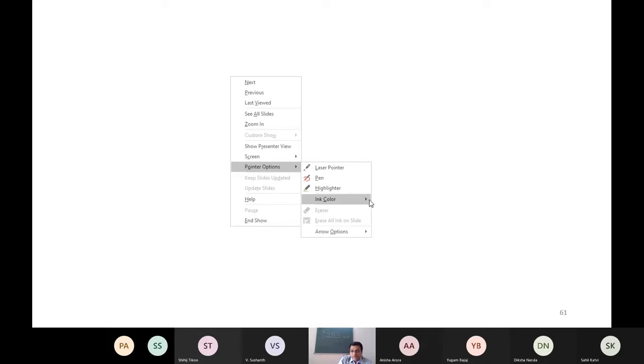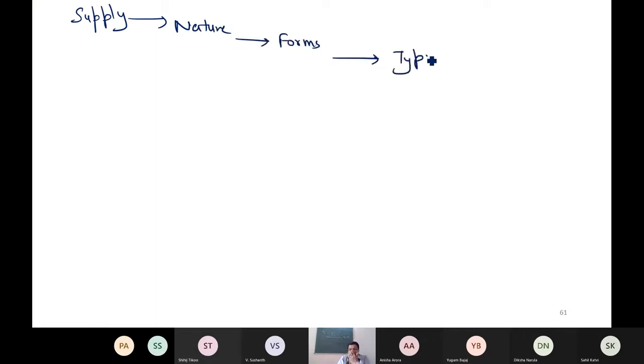Now the next concept is types of supply. So I am proceeding step by step. First I have covered supply, then nature of supply, then forms, and now types. So what are the types of supply? There are 5 different types of supply.